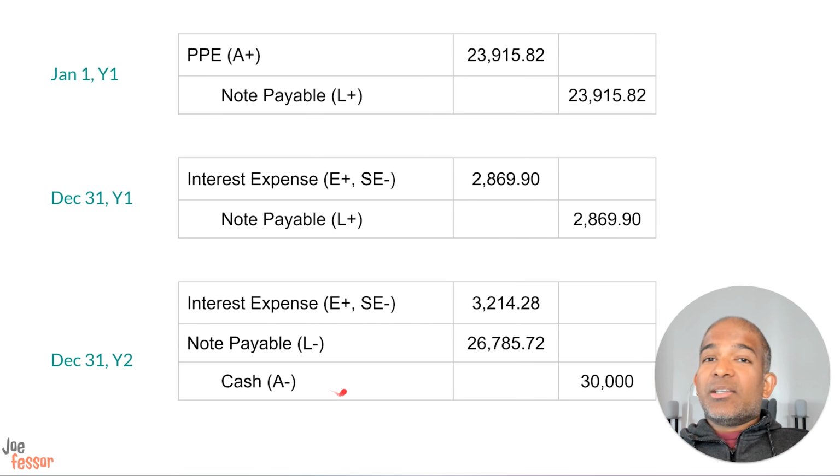But Joe pays $30,000. Hence, we debit the note payable account by $26,785.72, which is the sum of these two numbers, in order to eliminate or reverse these journal entries. And we also credit cash because we paid cash for $30,000.